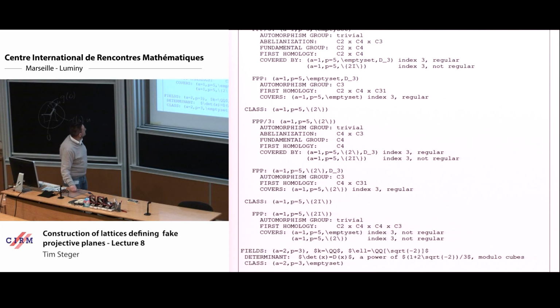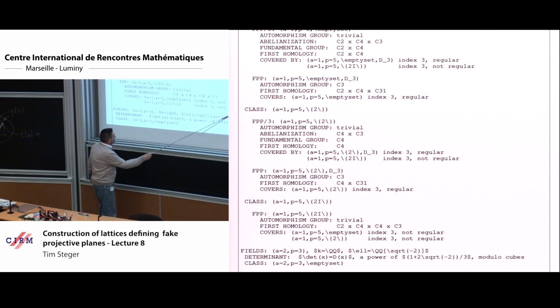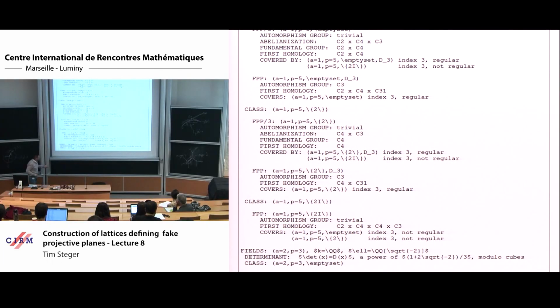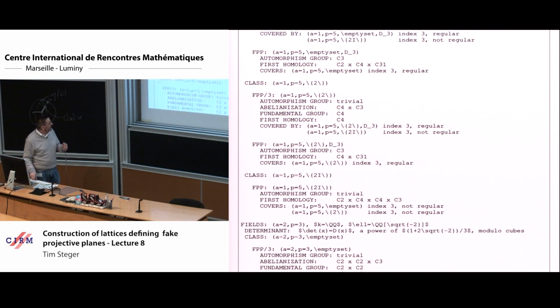And this, in fact, finished everything with A equals 1, P equals 5, and then we go to A equals 2, P equals 3. So now the field is with the square root of -2, and the division algebra is ramified at the 3-adic places, and so forth and so on. I'm not going to read this to you line by line. That would be very boring. Just to give you an idea of what's available and how much we know.